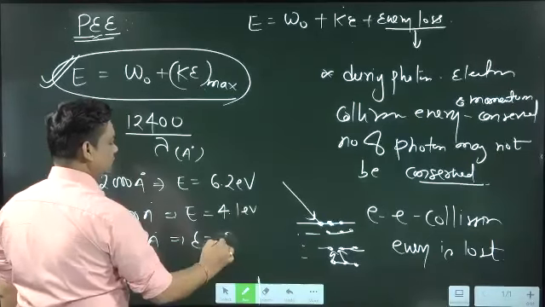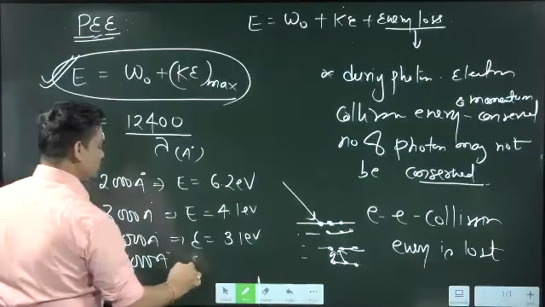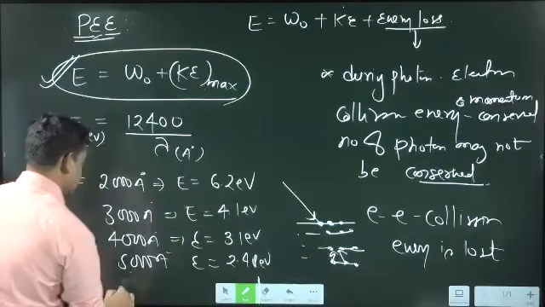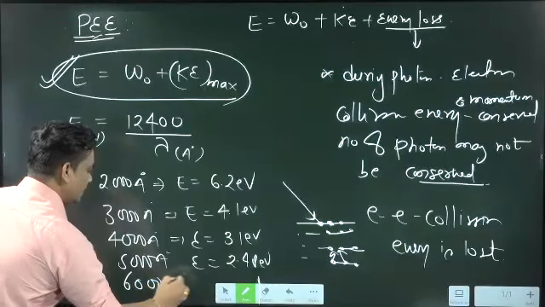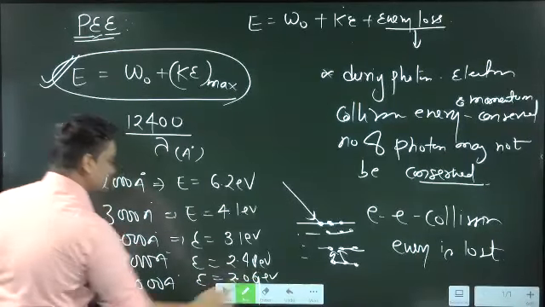Energy becomes 3.1 electron volt. This is the 5000 angstrom. Energy becomes here 2.4 electron volt. And then this is the 6000 angstrom. Energy becomes here 2.06. Yesterday also this question was there.